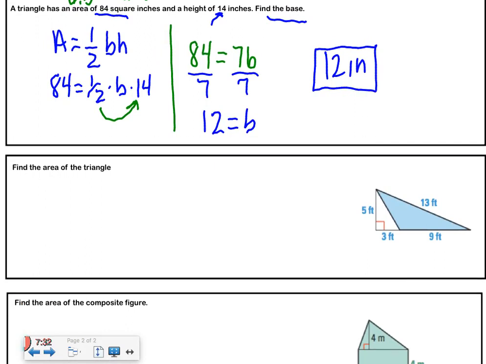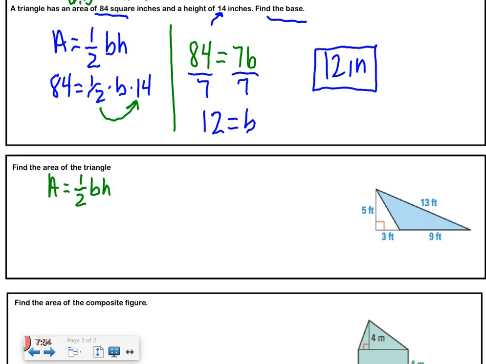Find the area of the triangle. Okay, so this one, there's kind of a lot going on. So they're trying to throw you off here. But let's just start off. Let's write down our formula. Area equals half base times height.